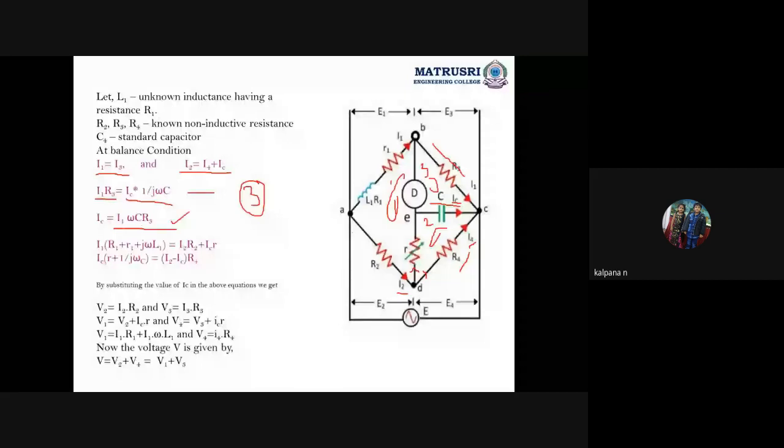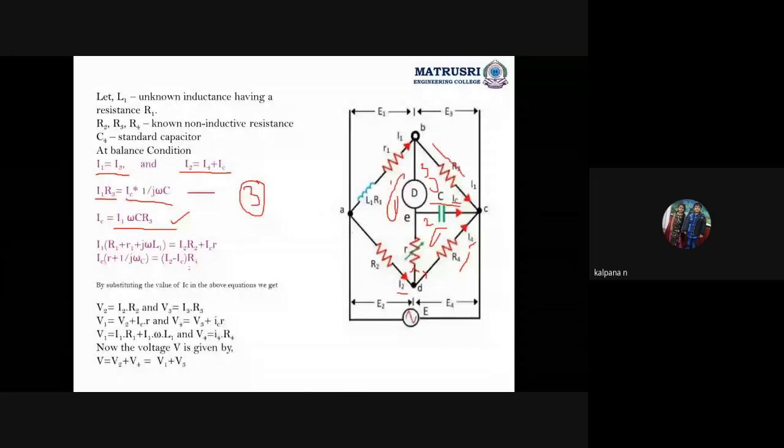Now, from loop 1, I1 current flowing through branch AB is what? I1. So I1 whole into how many elements are present here? Capital R1, small r1, L1. So capital R1 plus small r1 plus j omega L1 is equal to voltage drop across R2 plus voltage drop across small variable resistor. So I2 R2 plus what is the current flowing through R? IC into R. Now we got IC value as I1 omega C R3. So substitute here IC value.